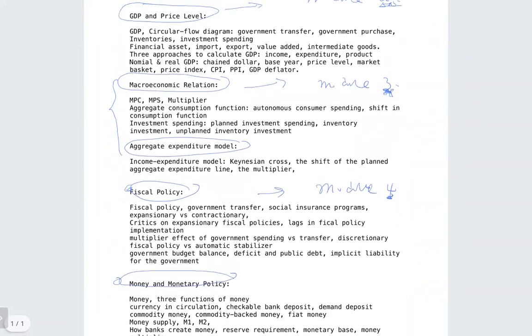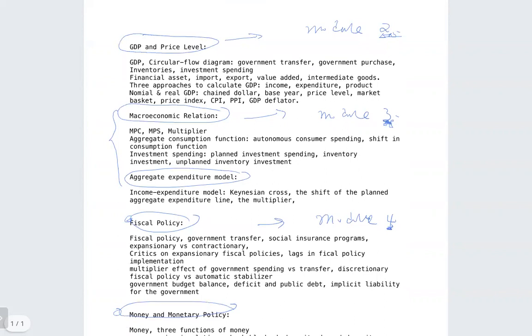So you can see this is built up step by step, right? Now let's see what we have learned in GDP and the price level, okay? We define what GDP is, and then we use a circular flow diagram, right? In this diagram, there are a bunch of concepts you need to pay attention to: government transfer, government purchase, inventory, investment spending, right? And we also look at financial assets, import, export, value added, intermediate goods.